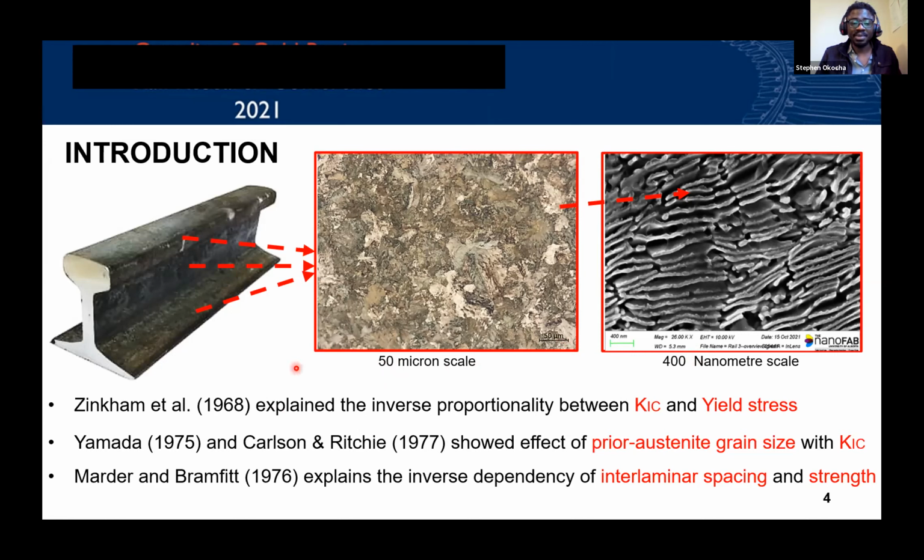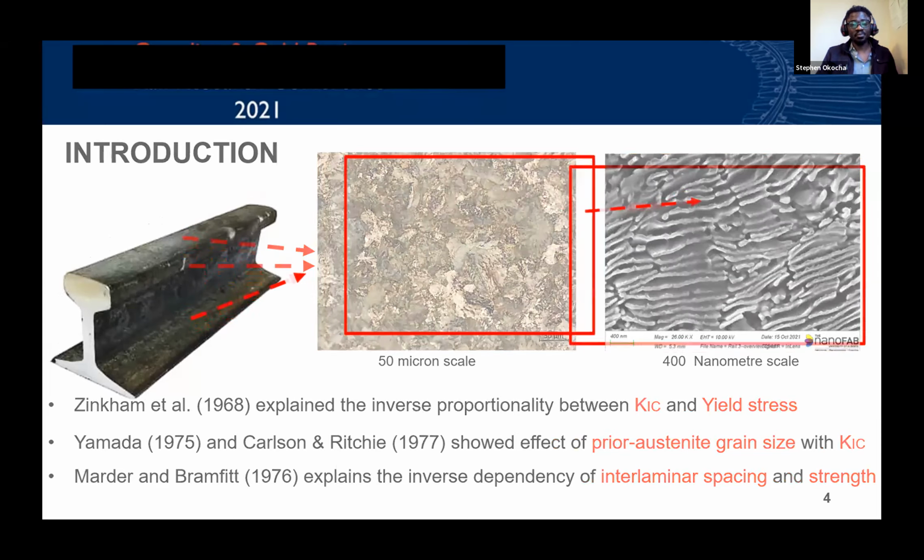And from the works of Yamada, Carlson, and Ricci, we were able to understand that it is the grain size, specifically the prior-austenite grain size, that has a higher sensitivity to the fracture toughness. And the interlamellar spacing, like in the image, only affects the strength and has nothing to do with the fracture toughness. So it gave us a clear direction of where we had to go.